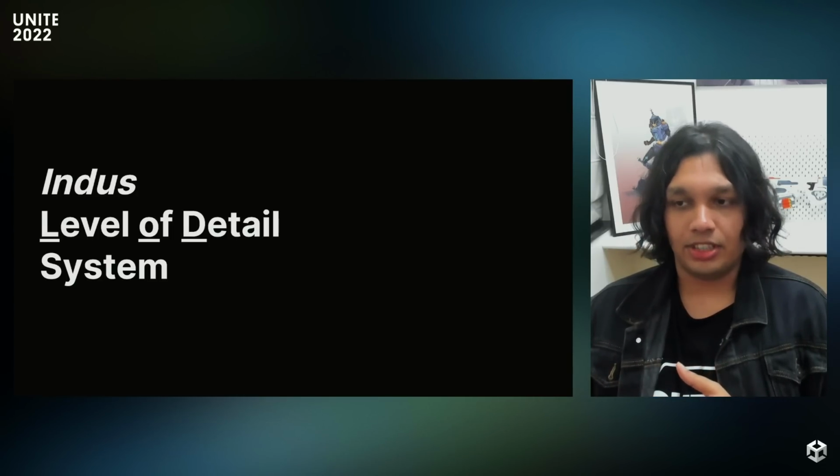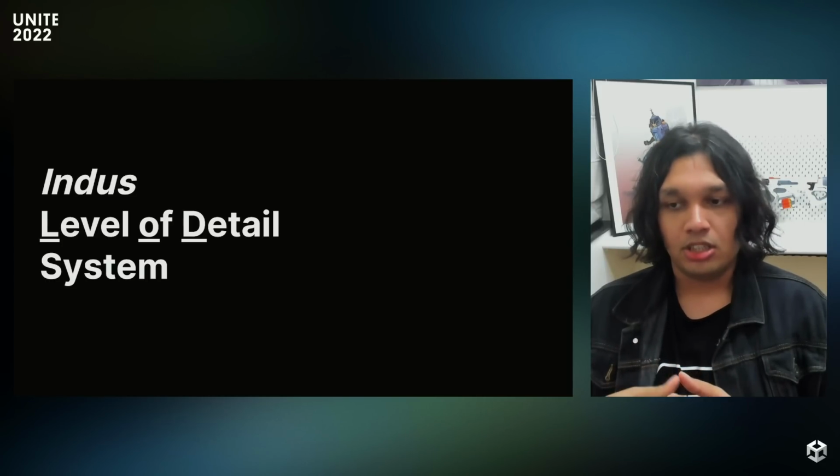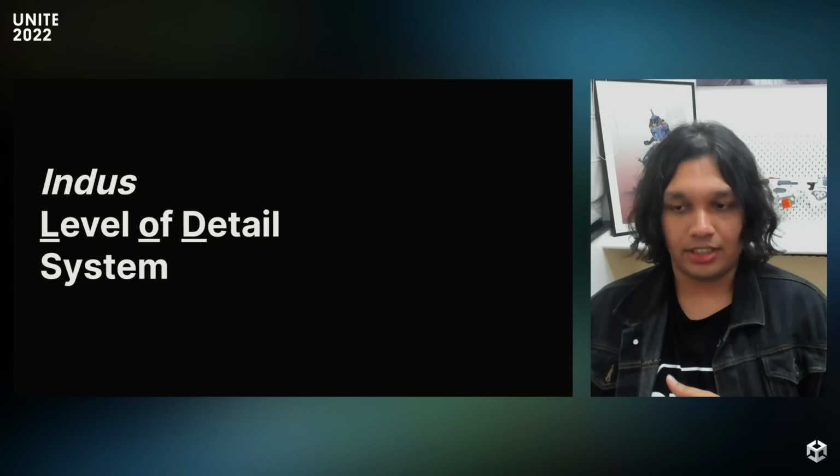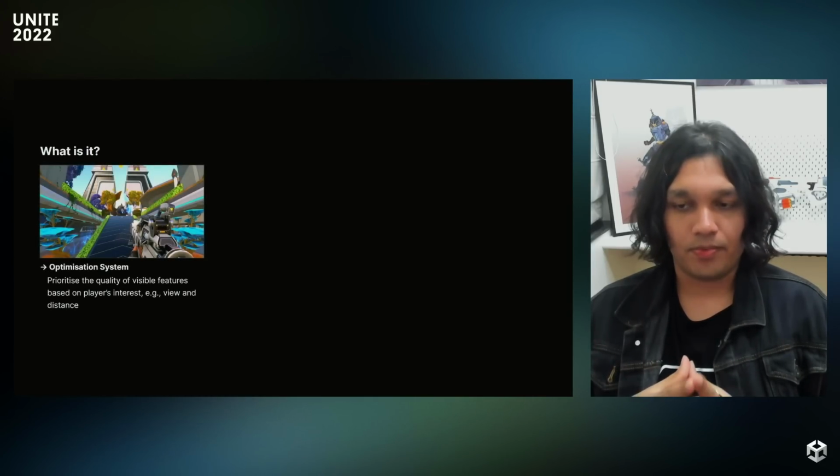And where exactly did we use it? I mentioned before that it is something that has evolved over time. So we've used it in Indus level of detail system or LOD system. So what exactly is the Indus level of detail system?